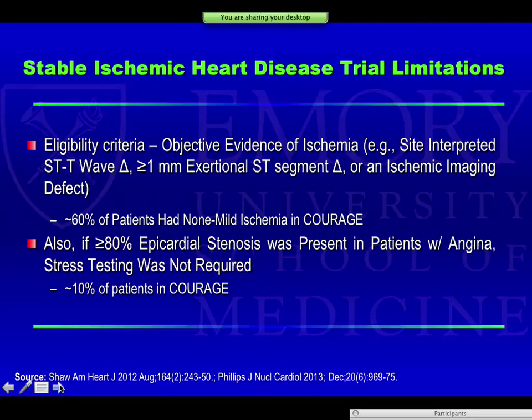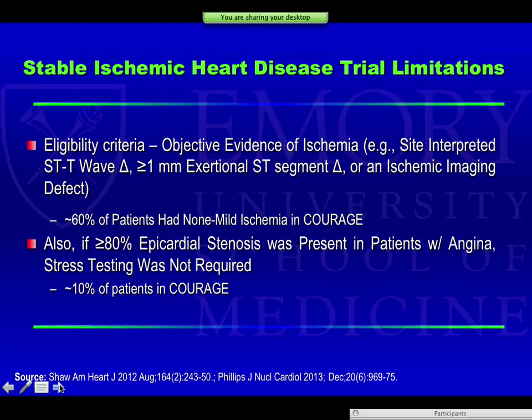Apparently new resting ST-T wave changes, 1 or more millimeters of exertional ST segment changes, or 1 ischemic imaging defect. We certainly know, since the COURAGE trial was designed in the late 90s, early 2000s, that there is a modicum of ischemia which is prognostically insignificant. So we need to get up to a better threshold of prognostically significant. If you look at the COURAGE trial, 60% of those patients that were enrolled fit into the category of having none to minimal ischemia.